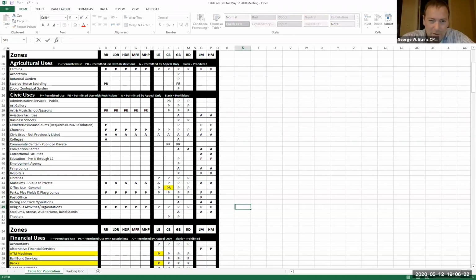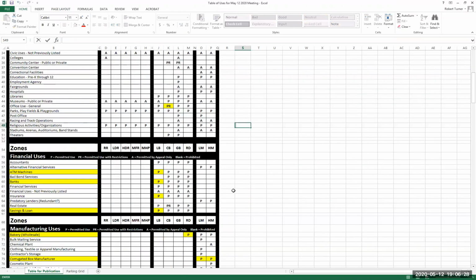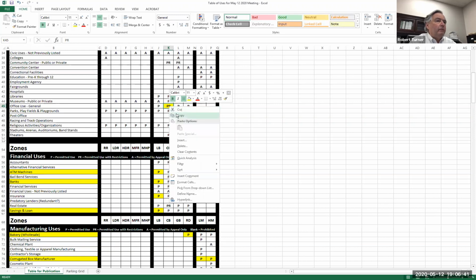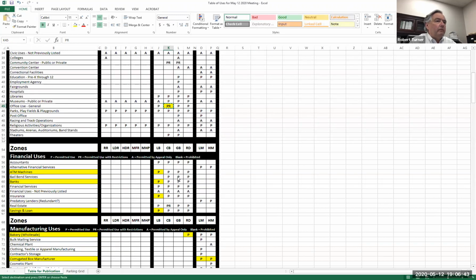And then under financial use, all of those central business columns should be PRs. Yeah, because they're office related, right? Right. Is that to keep it equal with retail and?